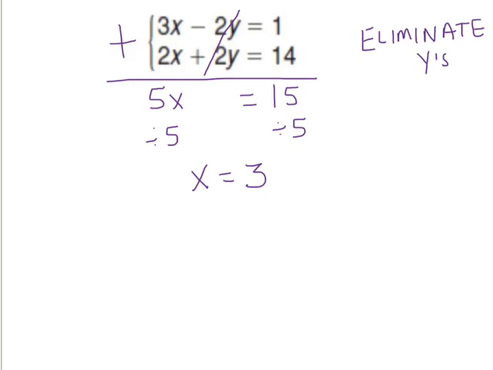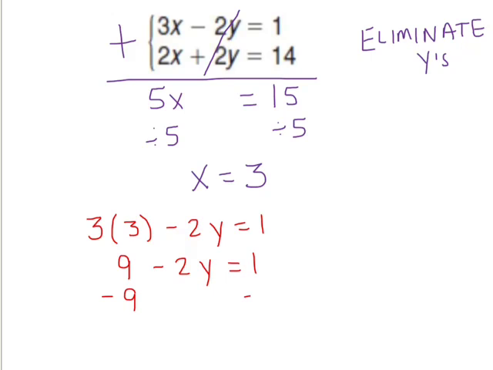So what we need to do is come back and solve for y. We take the x and plug it into the top equation, and we're going to solve for y now. Subtract my 9, subtract my 9. I get negative 2y equals negative 8. Negative 2 goes into negative 8 4 times. And there is my y.